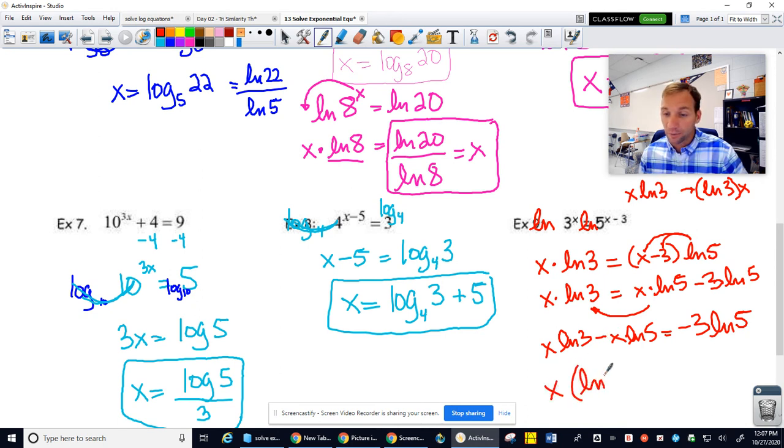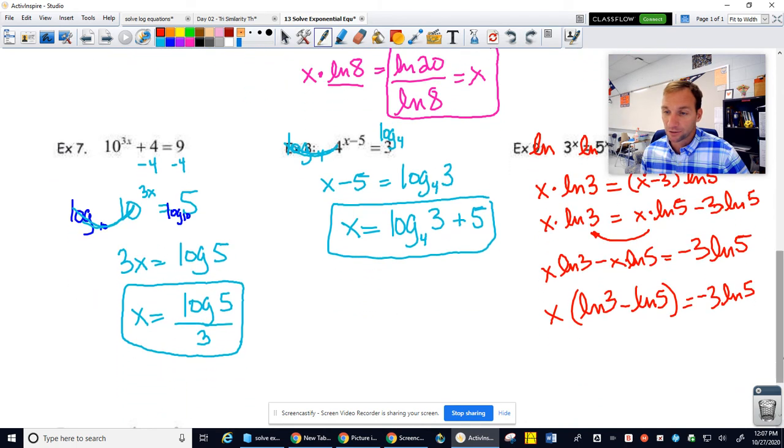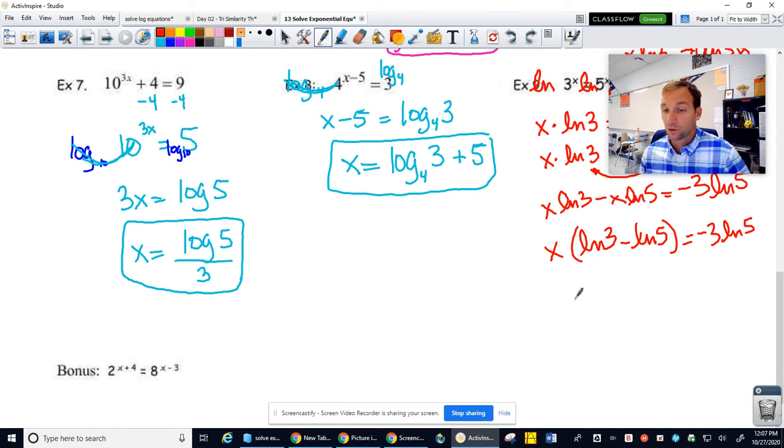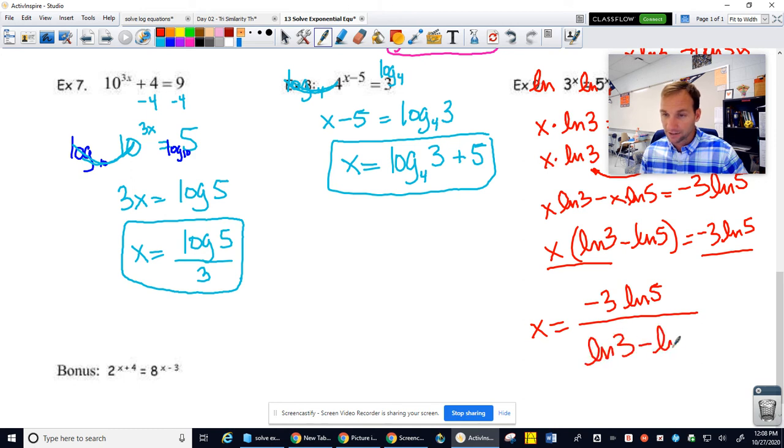In my calculator, I would actually do this subtraction, and it would give me a nice decimal. And over here on this side, I would also put this into the calculator, and it would give me a nice decimal. So then if this is my coefficient, this subtraction problem, I'm going to divide both sides by it. Okay, no, it's not pretty. This is not going to be a gorgeous answer, but it's going to be the answer nonetheless. So negative 3 natural logs of 5 divided by natural log of 3 minus natural log of 5.